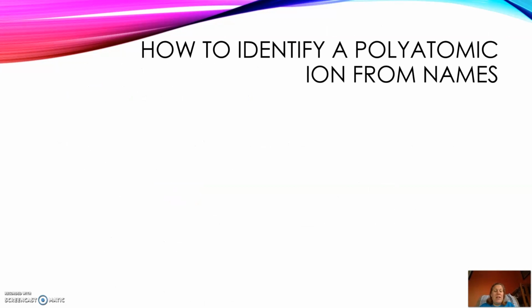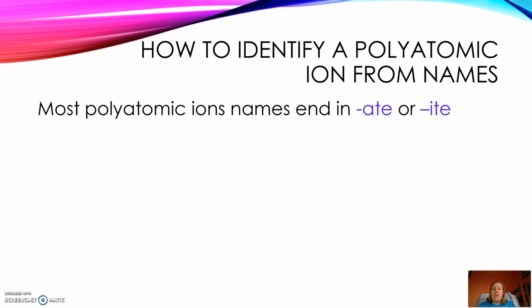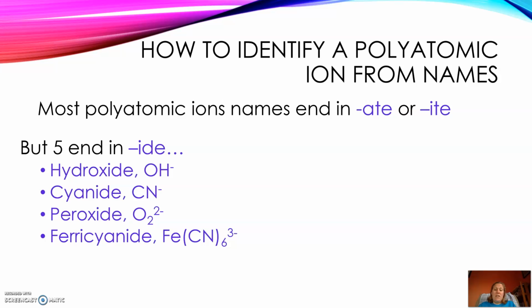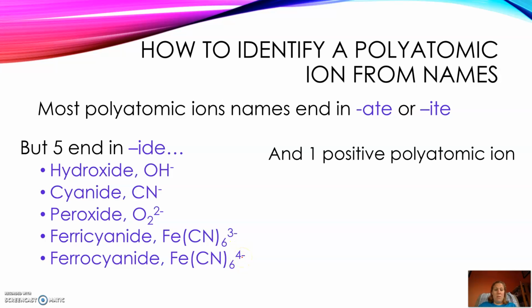So how do I identify them from the names? Almost every polyatomic ion name ends in ate or ite, except for 5 that end in ide, and here they are: hydroxide, cyanide, peroxide, ferricyanide, ferrocyanide. Literally the only difference is the charge. And then your one positive is ammonium, which is NH4.